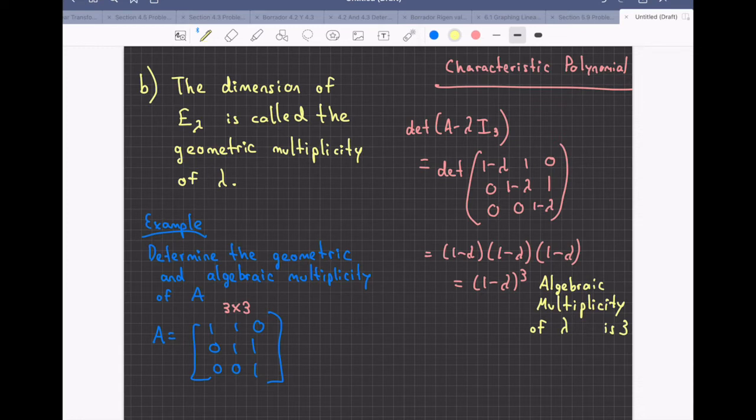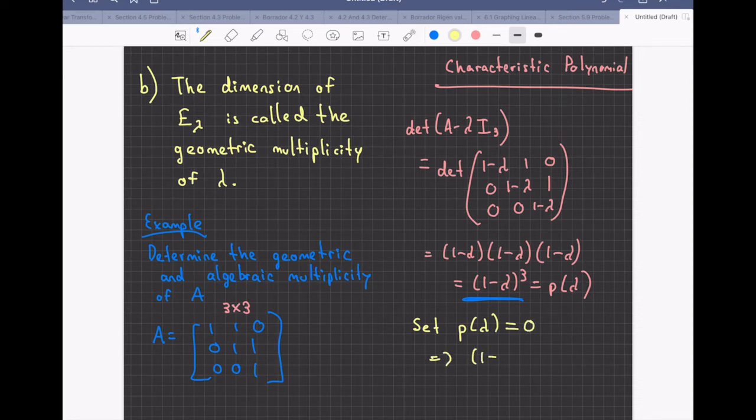Oh, well, but I haven't computed this yet, I'm sorry. Let me write this because I went one step forward. First, I have to solve this, right? So this is the characteristic polynomial. I'm going to call this P of lambda. So set P of lambda equal to 0. This implies 1 minus lambda raised to 3 equal to 0, and this implies, of course, that the only solution is lambda equal to 1.